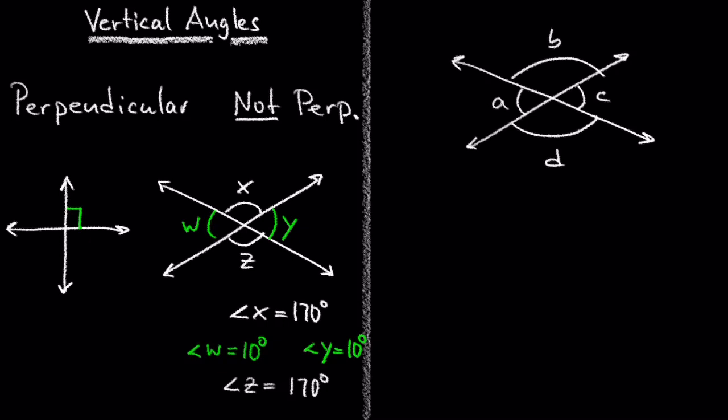Let's look at this example and say the angle C is 60 degrees. How do we find the measures of the angles A, B, and D? I really encourage you to pause the video and try this on your own. Angle C and angle A have the same measure because they are vertical angles. So angle A is also 60 degrees.